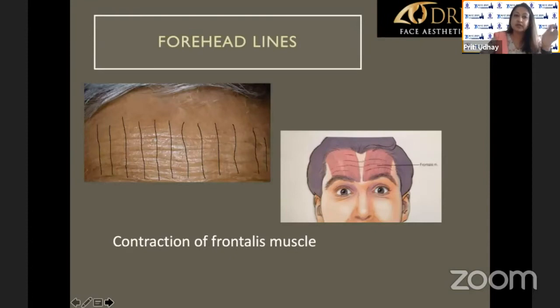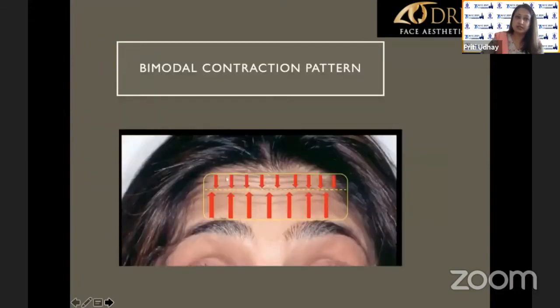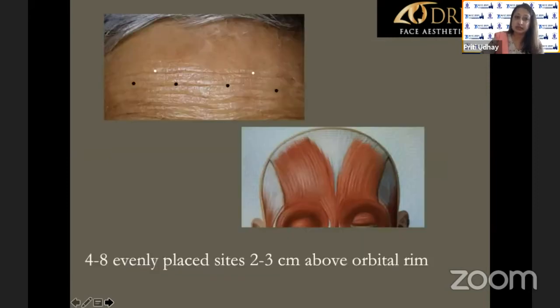Now, coming to the forehead lines, that is the frontalis muscle overaction. The frontalis has a bimodal action. That is, the upper part of the frontalis brings the hairline down, and the lower part is what causes the brow elevation. So keep your injections in the upper part so that you do not have a brow droop, which is the commonest complication of a forehead injection.